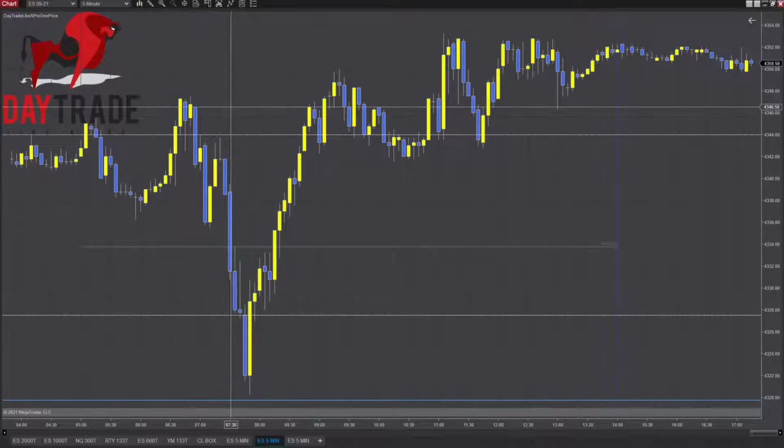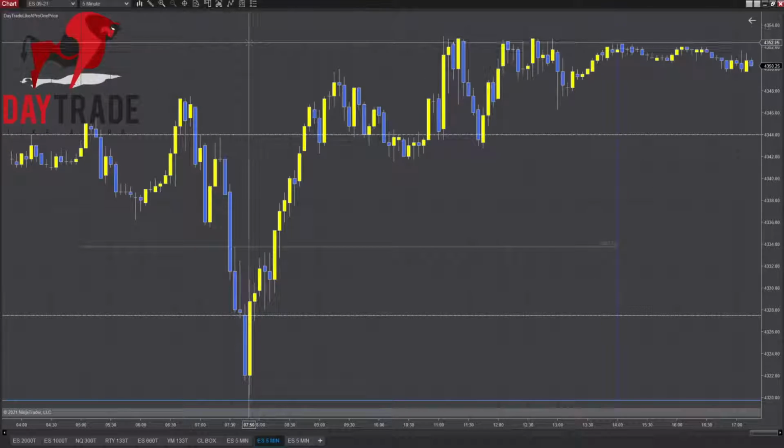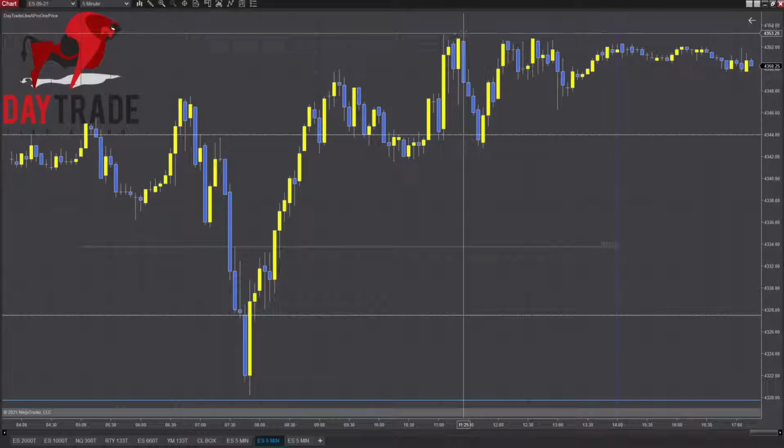But pretty straightforward today. Mapped it all out. Had the low of the day within a tick and had the new all-time high within a tick. So hard to do a whole lot better than that.